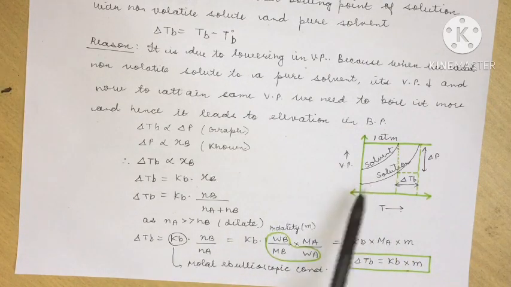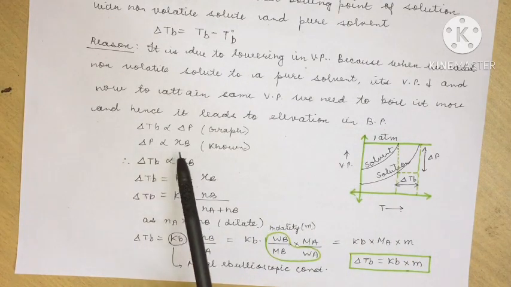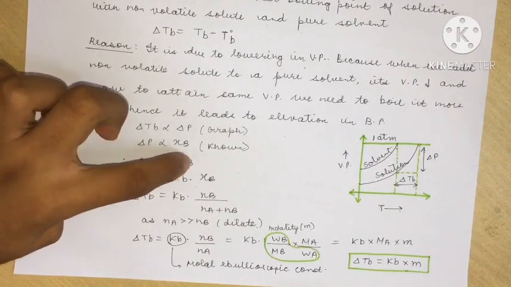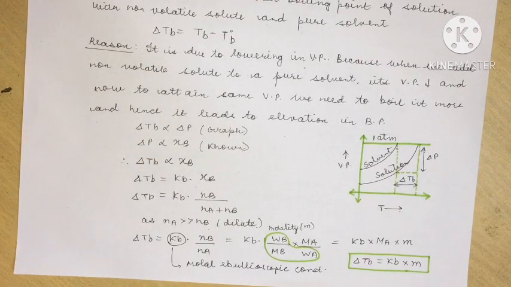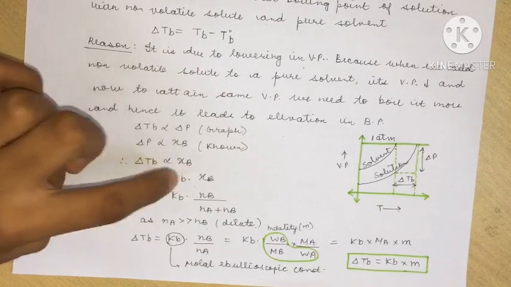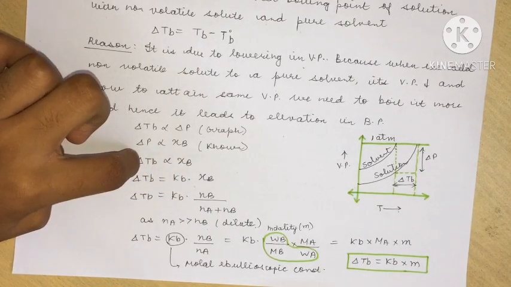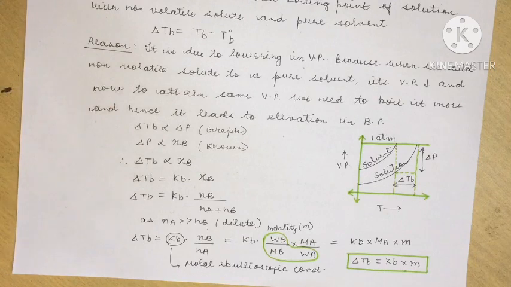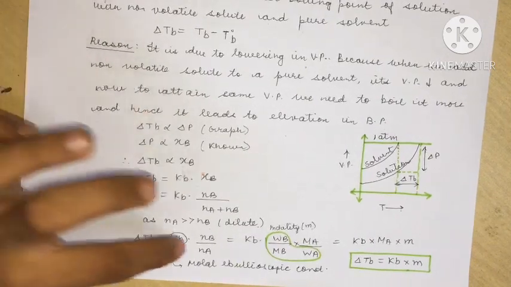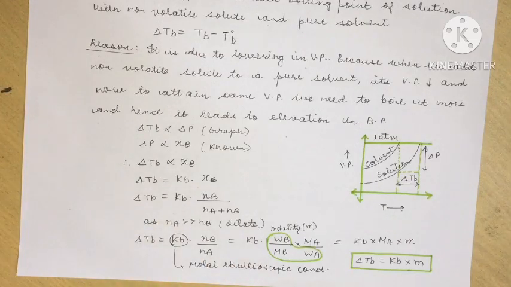The second thing we know is that delta P is directly proportional to the mole fraction. We have already seen this in the previous colligative property. From these two, we can say that delta Tb is directly proportional to Xb, which says very clearly that the more the mole fraction of non-volatile solute, the more the elevation in boiling point. When we remove the proportionality sign, we get Kb. This Kb is known as the molar ebullioscopic constant.